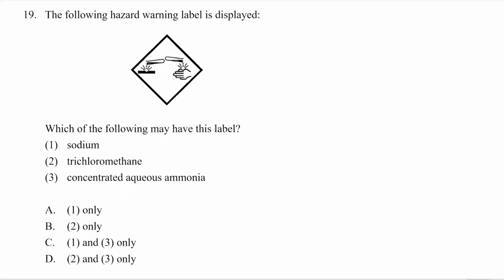2016 question 19. The following hazard warning label is displayed. Which of the following may have this label? And you're given three options. So this hazard warning label, let's figure out what it is first. Yep, this is corrosive.